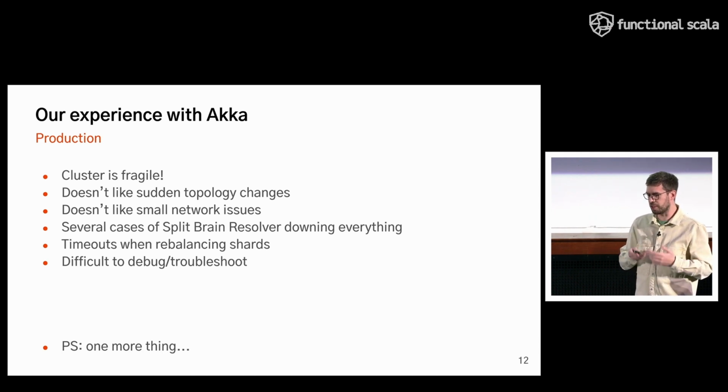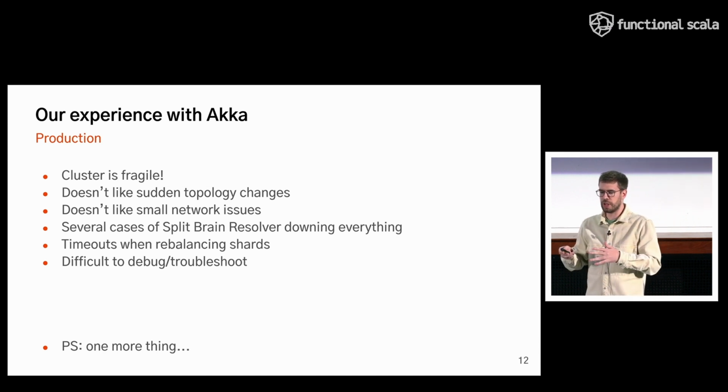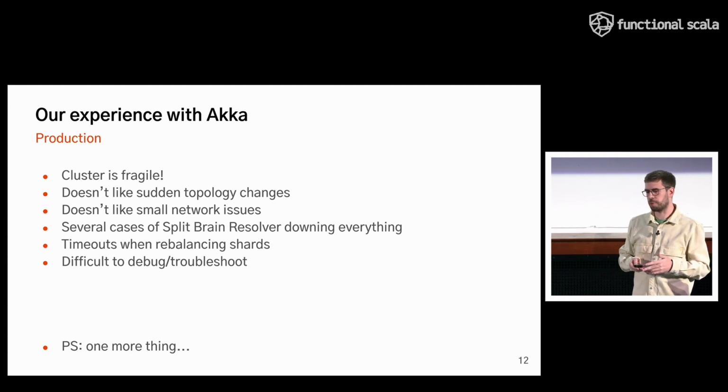Another thing that we witnessed is that when we did rolling updates, the time it took for rebalancing nodes from the old servers to the new servers was a bit slow, so we had timeouts during rolling updates. Finally, it was pretty difficult to troubleshoot. You can enable debug logs, but then you have millions of logs. And the logic about the split brain resolver is a bit of a black box. You can't really configure it. So that proved quite difficult for us.